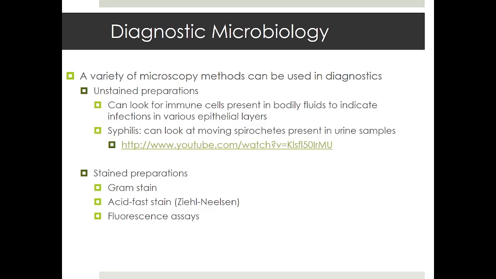If you're dealing with either intracellular or extracellular bacteria, you can use a variety of microscopy methods. You can look at immune cells and bodily fluids to look for different types of infectious agents, or even in the case of something like syphilis, you can look at moving spirochetes that would be present in urine samples if that infection is available. So you can see some bacteria just through microscopic analysis of different species. And of course, there are stained preparations that you can do, like gram staining to differentiate gram negative and positive cells, acid fast stains to detect the presence of mycobacteria, and of course, fluorescence assays.